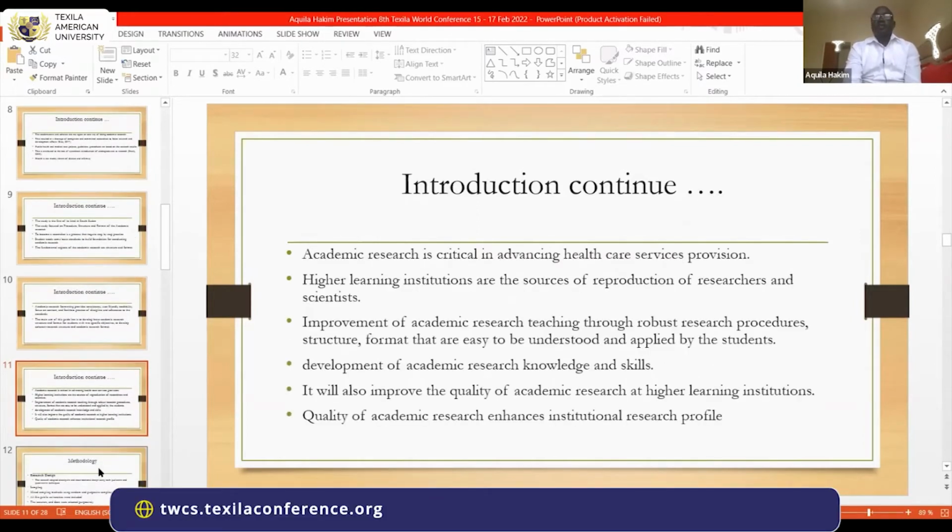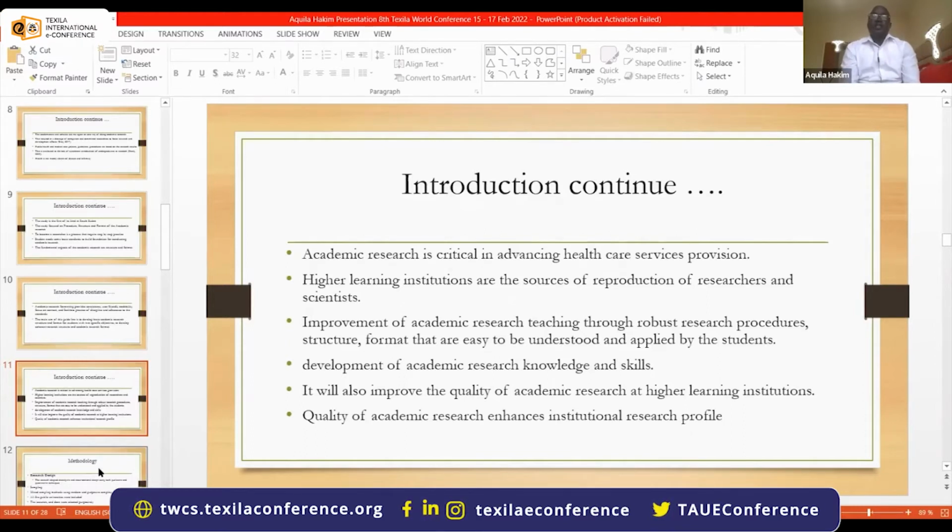Academic research is critical in advancing healthcare service provision, highlighting higher learning institutions as the sources of the reproduction of researchers and scientists. It improves academic research teaching through robust research procedure, structure, and format that are easy to be understood and applied by students. It develops academic research knowledge and skills. It will also improve the quality of academic research at higher learning institutions. Quality of academic research enhances institutional research profiles.